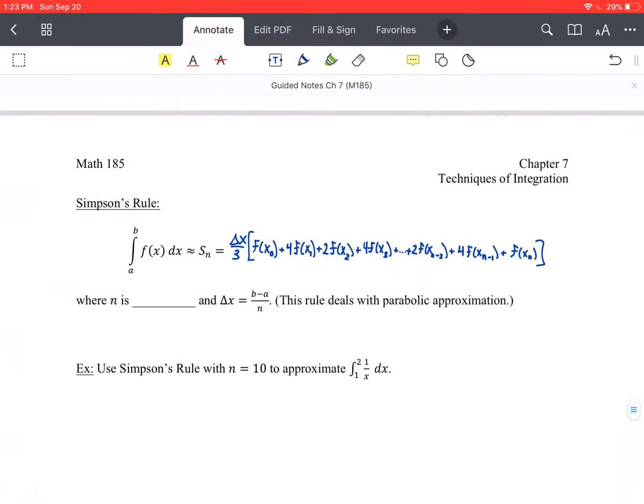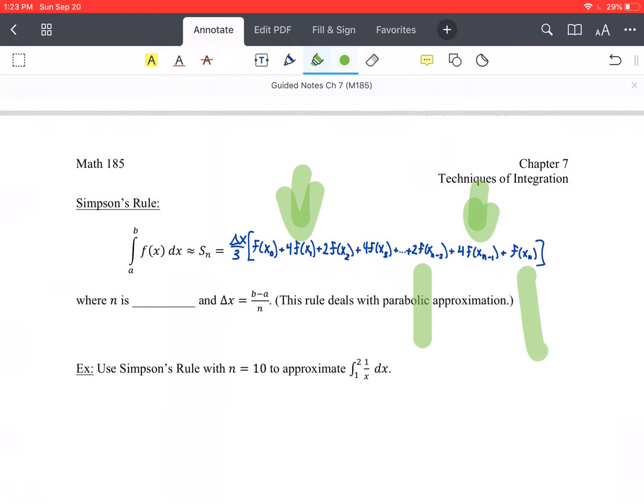All right. So again, first and last terms are just singles. And then the pattern inside goes 4, 2, 4, 2, all the way from the second term to the second to last term. It will always alternate 4, 2, and based on the number of rectangles that we have, it will always start and end with the 4s. So there will never be a case where it goes 2 and then the last one. That's just the way that it's set up, so you never have to worry about that. And this is where n, that number of rectangles, is even, and delta x is the same as it was before.